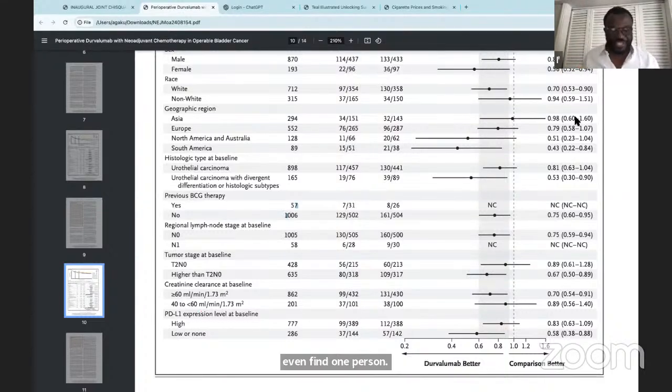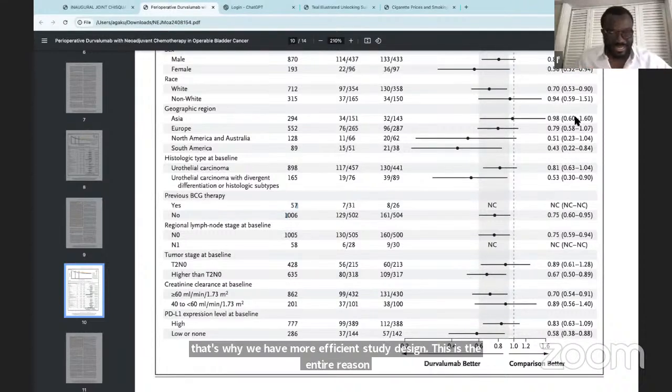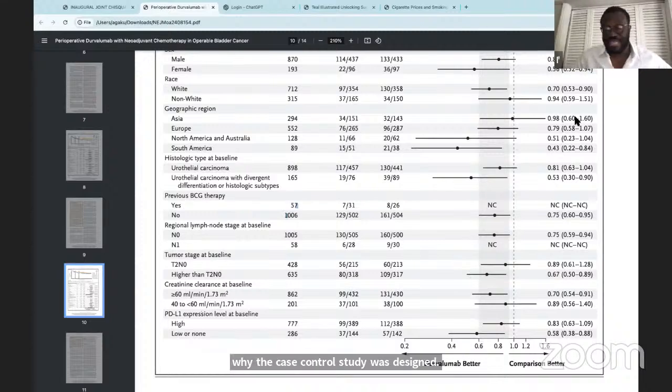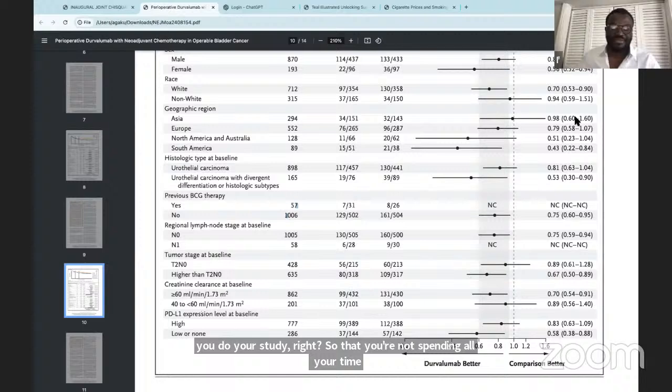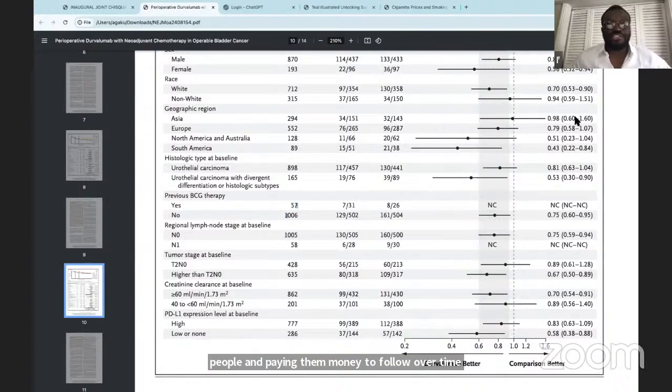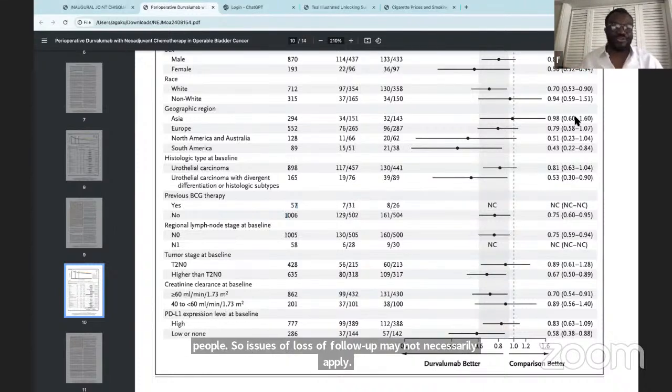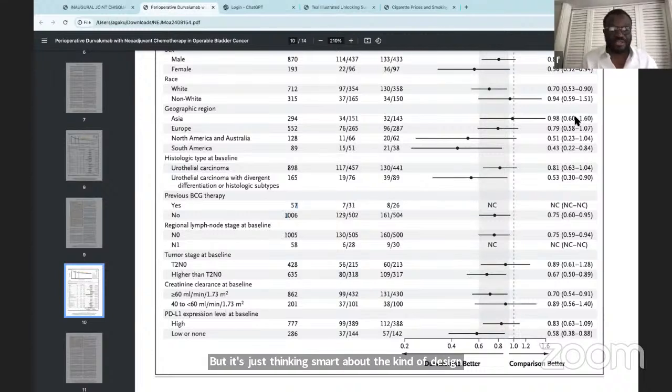So that's why we have more efficient study designs. This is the entire reason why the case control study was designed, to address issues like that where you have very rare events. In the case control study, you allow for the outcomes to accumulate before you do your study, so that you're not spending all your time following people and paying them money to follow over time. So some of these issues may not apply because it's a different study. You're not following people, so issues of loss to follow-up may not necessarily apply. But it's just thinking smart about the kind of design you use to answer specific questions based on the context.